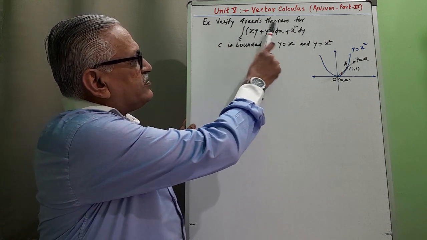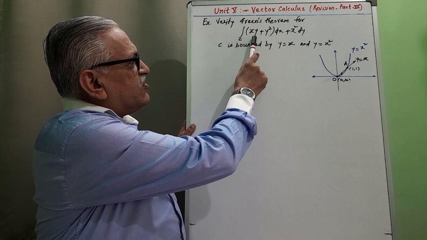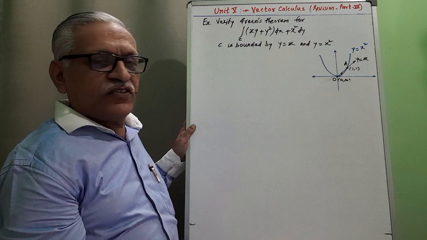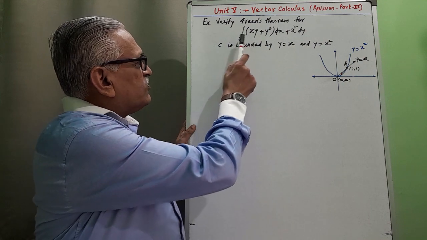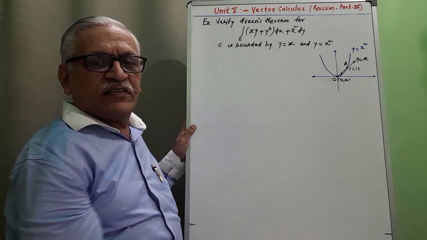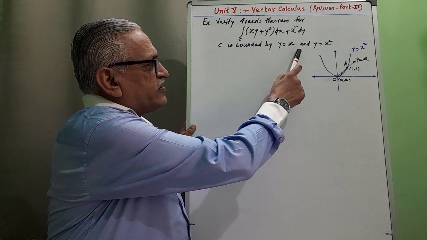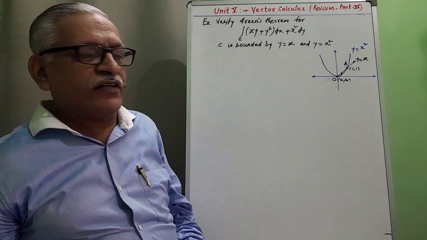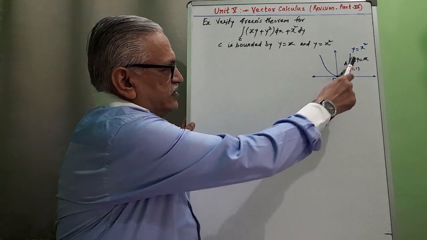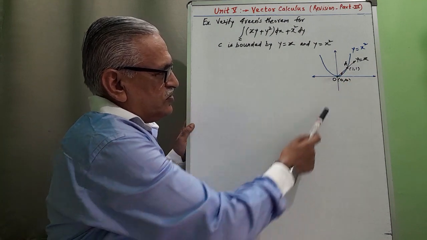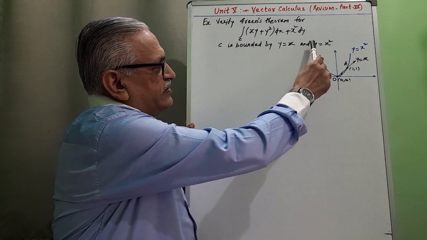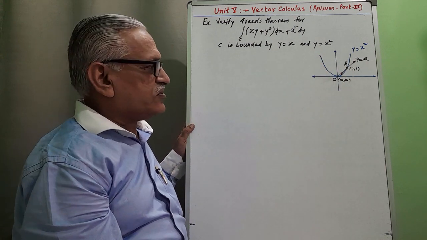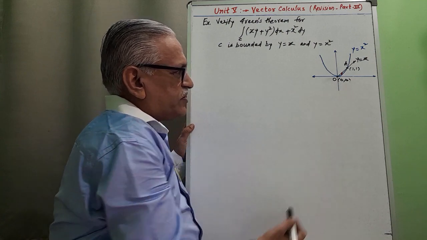Example: verify Green's theorem for the line integral of (xy + y²) dx + x² dy over the curve C, where C is bounded by the two curves y = x and y = x². Therefore, the first step is to draw that figure. y = x is a straight line passing through the origin, and y = x² is a parabola symmetrical to the y axis. There are two points of intersection.